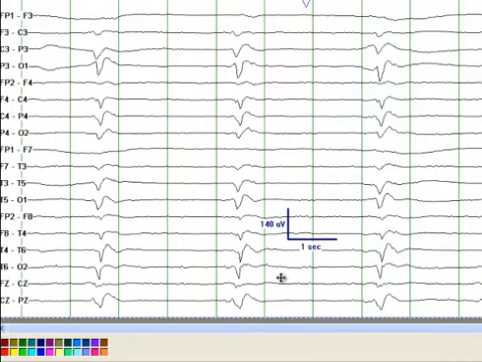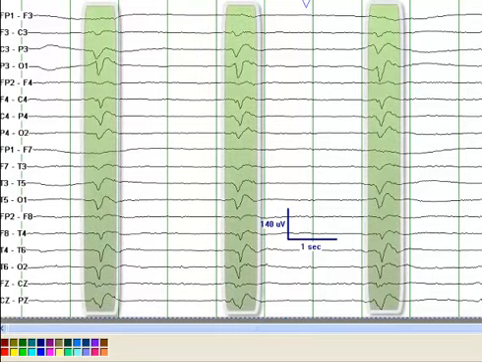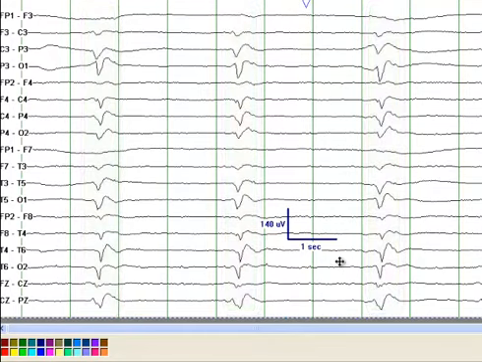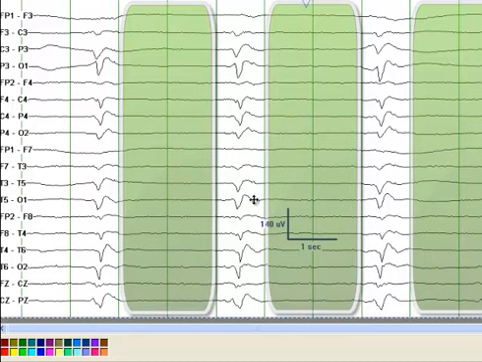Here you see an example of a burst suppression pattern that has evolved into generalized periodic epileptiform discharges. In patients who have suffered a severe anoxic brain injury, as the depth of coma worsens, the periods of suppression get more and more prolonged and the bursts become shorter in duration.